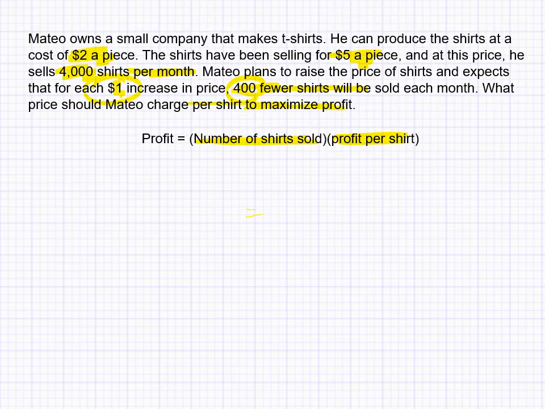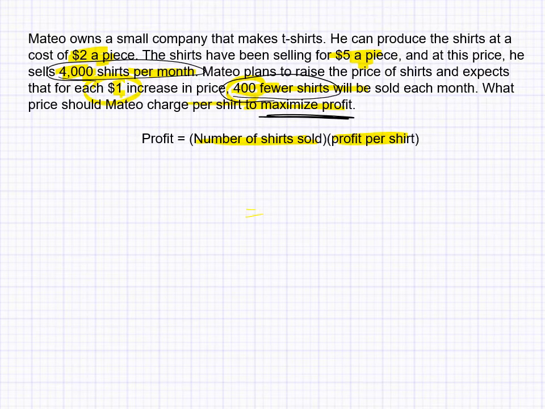So we've got to figure out how to come up with a profit equation so that we can maximize the profit. This profit equation is going to end up being our primary equation. So we've got to look at a couple things, right? How are we going to come up with this primary equation? Well, we know that the number of shirts sold is based off of the 4,000 he has on average per month, but it's going to start decreasing by 400 for every dollar he increases. So every time he increases by $1, he wants to figure out what the number of shirts sold would be.